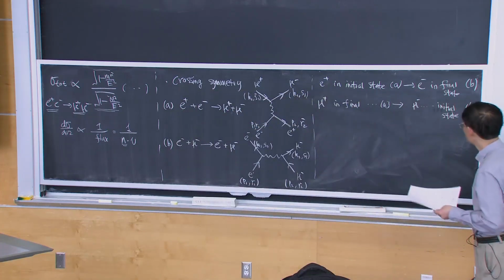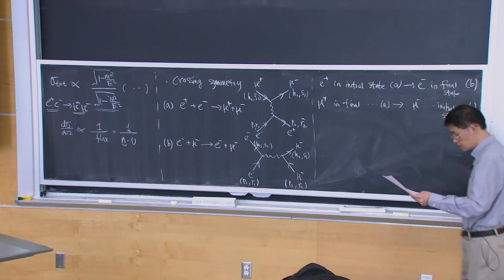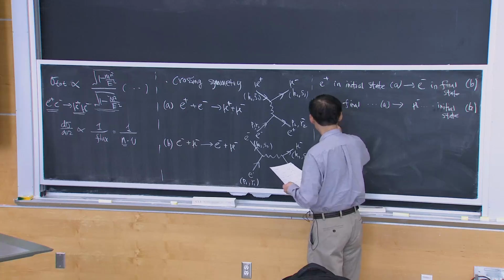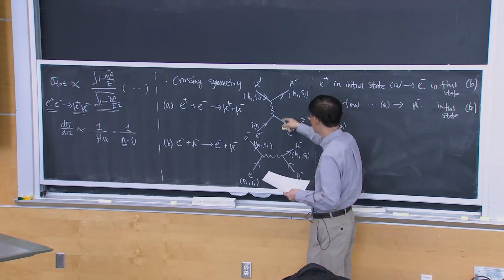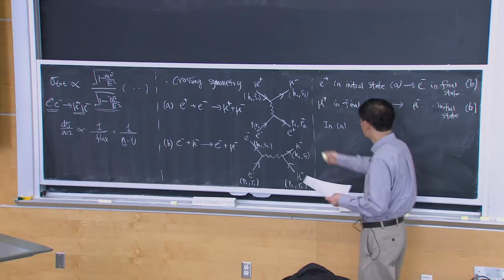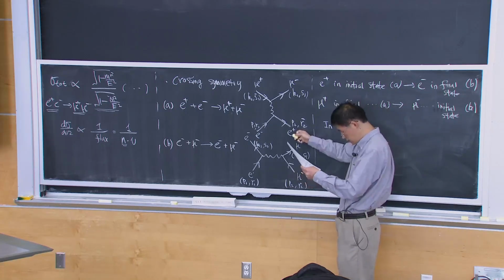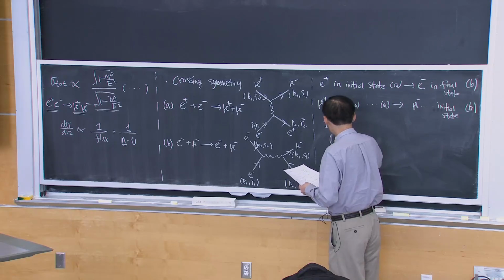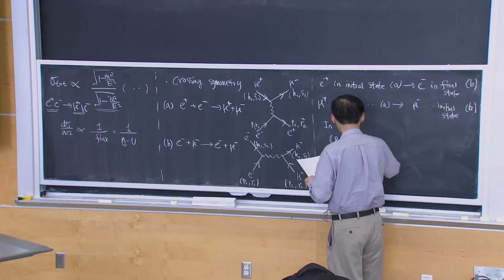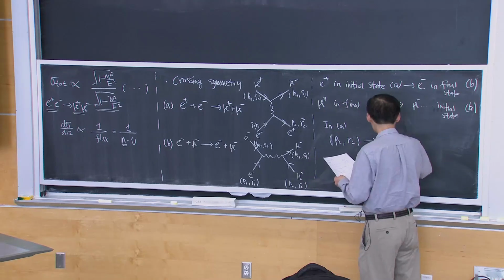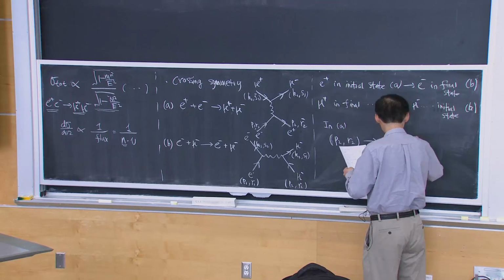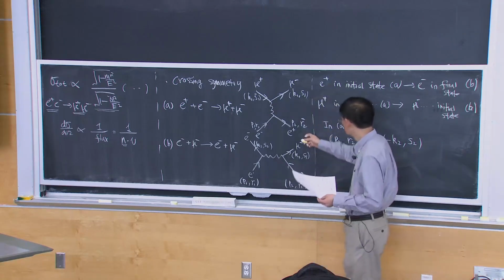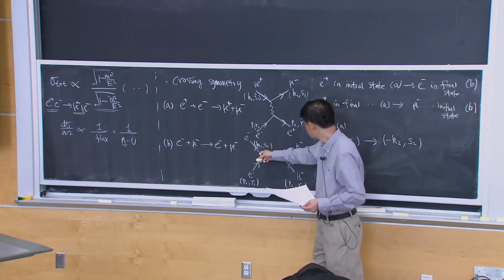So now if we look at this map, in the process A, we take this to be the initial state P2, R2. If we replace it by minus K2, S2, okay, minus K2 means that this E plus now becomes the final state.